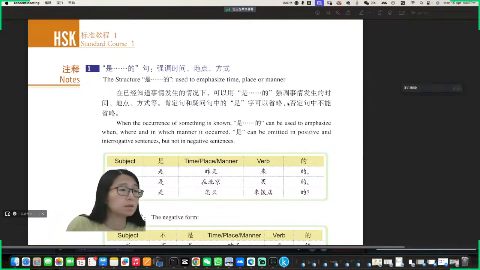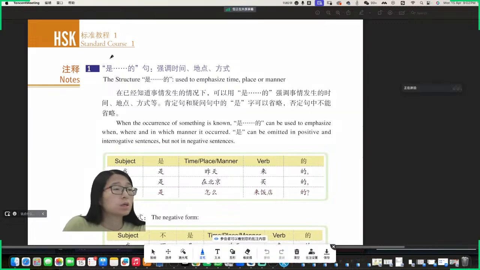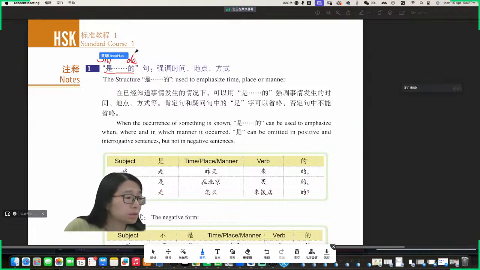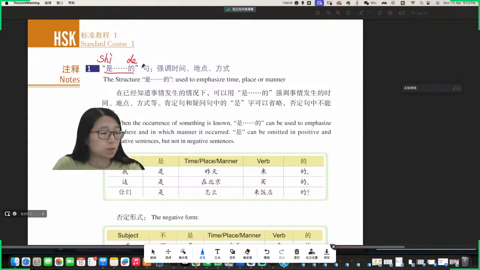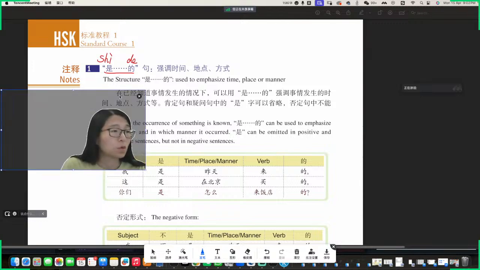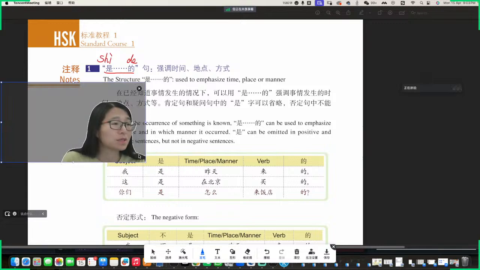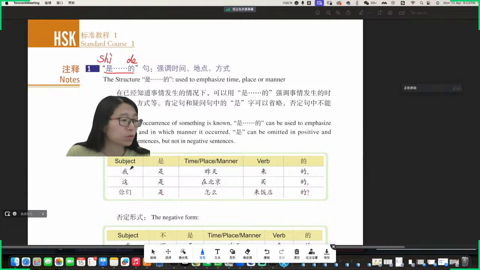So 是 and 的, we learned 是 and 的 last time. So 是 is like the English word to be, and 的 is part of a word. But 是的 doesn't mean to be here. It's just used for emphasis in Chinese. So it's different. Kind of something that you would like to emphasize, okay? So if you're not sure how to say it, let's see some examples. I hope this will make you much more clear.